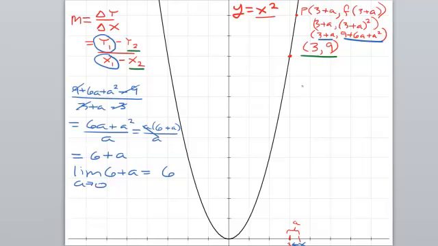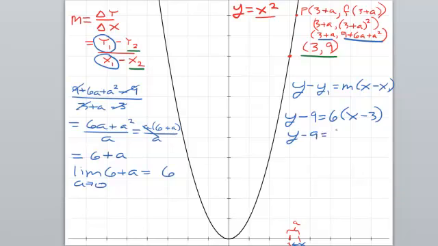We have a point, so y minus y1 equals m times x minus x1. Remember that formula for point slope? So y minus 9 equals 6 times x minus 3. y minus 9 equals 6x minus 18. And y equals 6x minus 9.